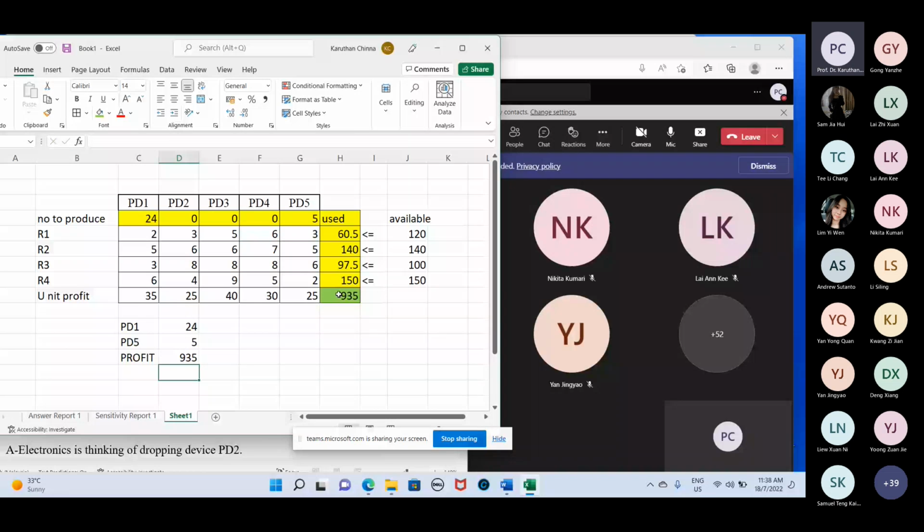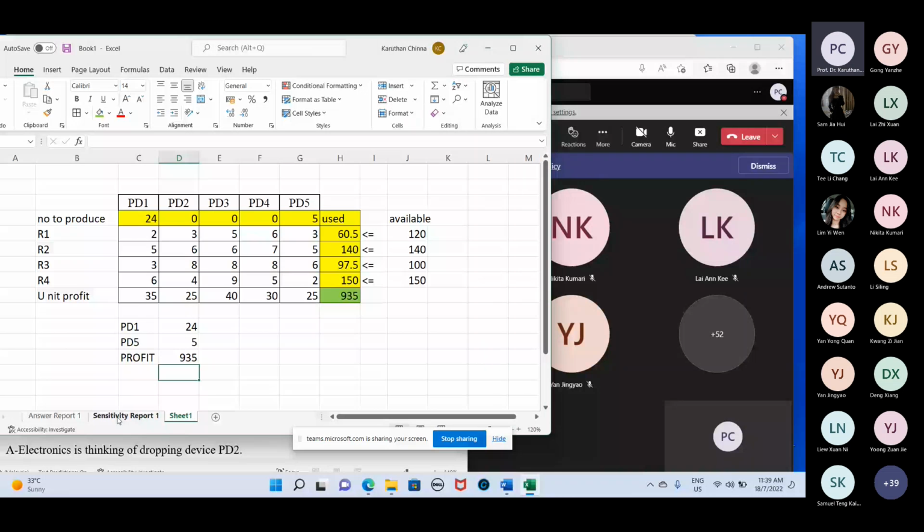Resources. Any resource in excess? Of course, you can get it from your sensitivity table. But here, manually, we can see what is in excess. Equals to 120 available. What is used, 60.5? So these are the excess. So you can say resource 1 and resource 3 are in excess. By how much?